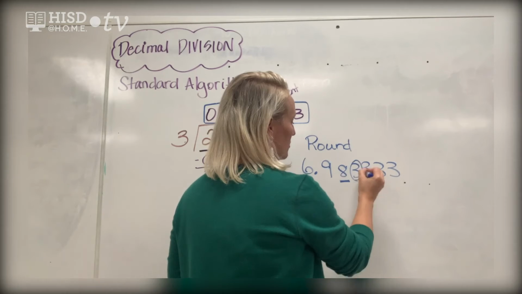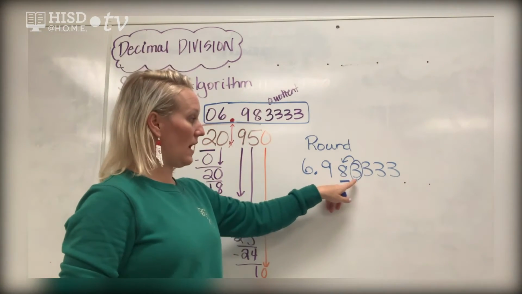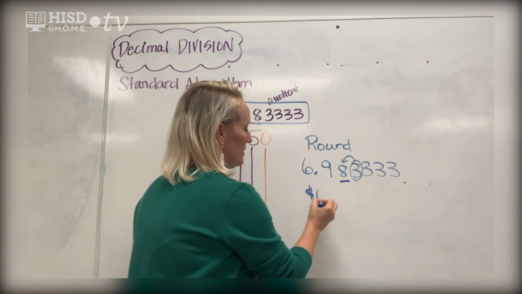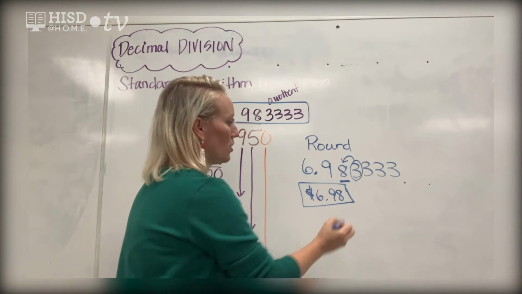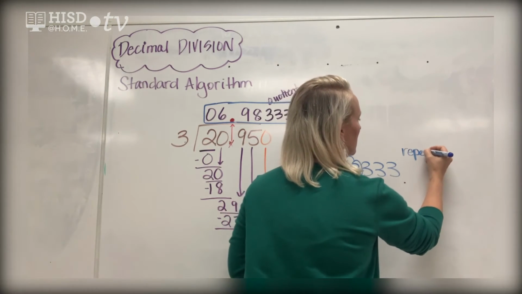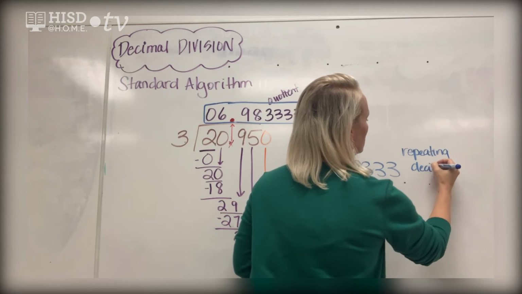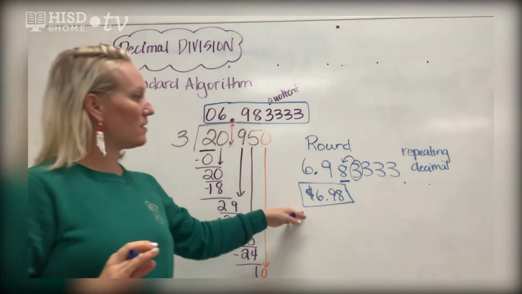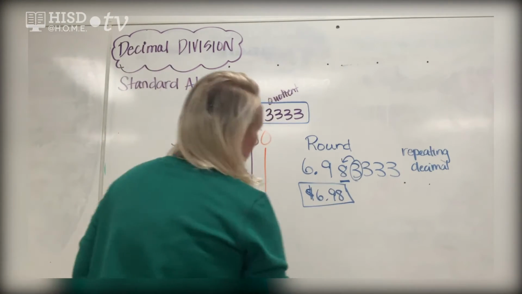So I'm going to circle this and round to the nearest cent, and I know that the 3 is not big enough to bump this up, so my answer would be $6.98. This would be my rounded answer using this decimal. And let me write that down for you. It's called a repeating decimal. So this right here, you would take to the nearest hundredths place. So that would be really how you do it.